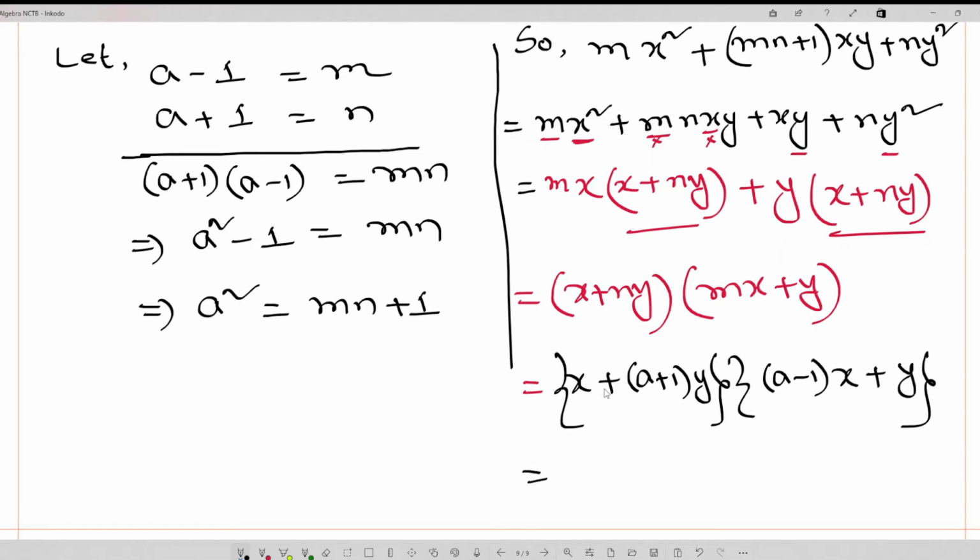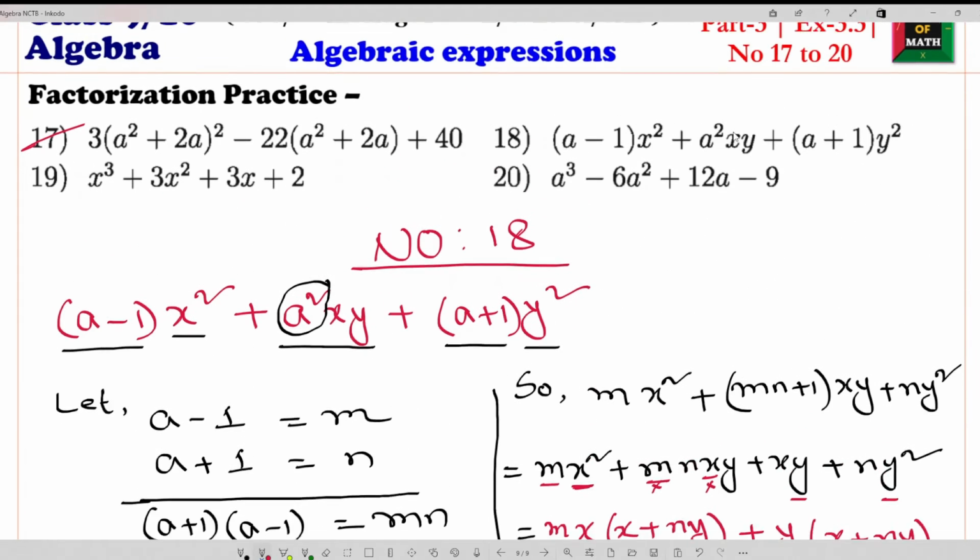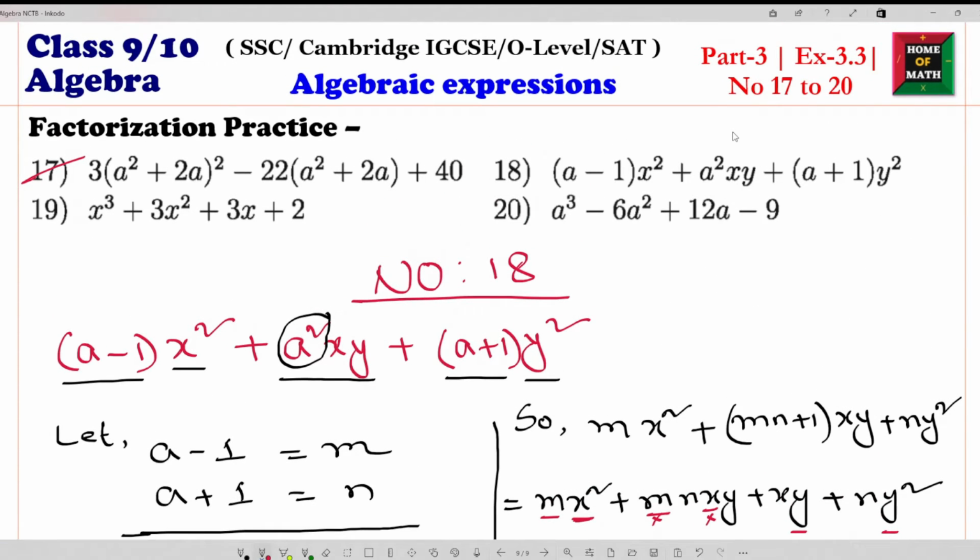Now look, this one is (x + ay + y), and here is (ax − x + y), and this is our answer. So I hope you clear this one, and it's an important math topic for examinations, especially class 9, 10, SSC, IGCSE and SAT examinations. So number 18 done. Now we will start number 19.